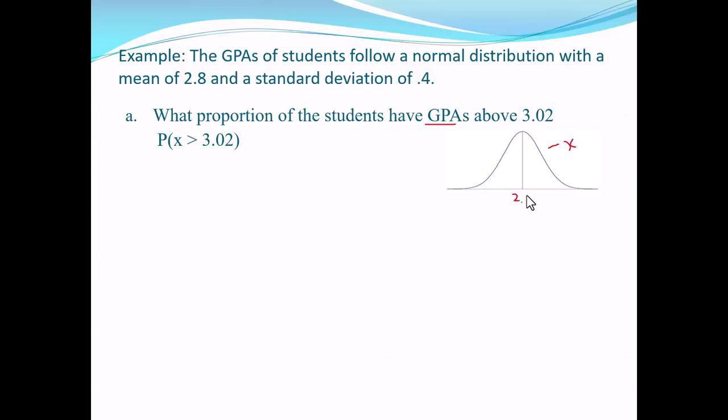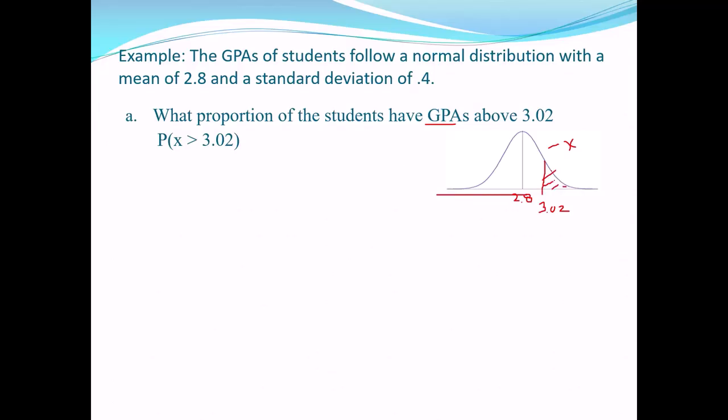That doesn't make any sense. They're centered at 2.8, and my pen's going to do its thing. So I'm going to draw 2.8 in the middle of the curve. That's what you should draw in the picture. And now you got to ask yourself, where's 3.02? Well, 3.02 is to the right. It's bigger than 2.8, so I'm going to draw it over here. And I want to know the proportion of students that have GPAs above, and so I'm going to shade out here.